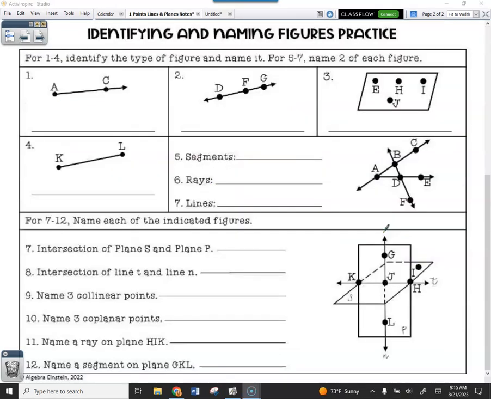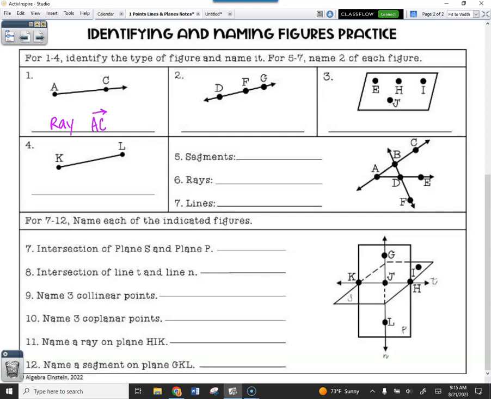For 1 through 4, it says identify the type of the figure and then name it. So we're saying what it is and then we're naming it. So number 1, what's that? And I need everybody's participation, or I'm going to start calling on people. Ray. And how do you name that? And that's the only way to name it, right? A to C, and you draw Ray above it, correct? Yes. So that would be Ray AC.